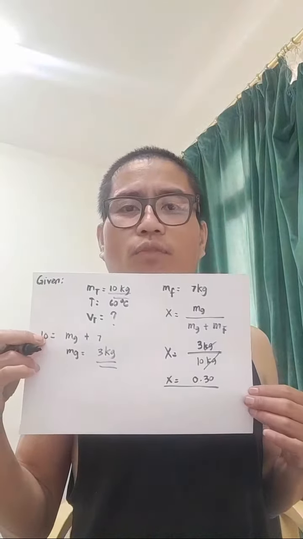Now automatically you can get the dryness fraction without looking at the steam table. So x is equal to mg, the mass of the vapor, which is 3 kilograms, over the total mass, which is 10 kilograms. The kilograms cancel, so this is a fraction with no more unit, unitless. 3 divided by 10 is equal to 0.30. We have now a dryness fraction of 0.3.